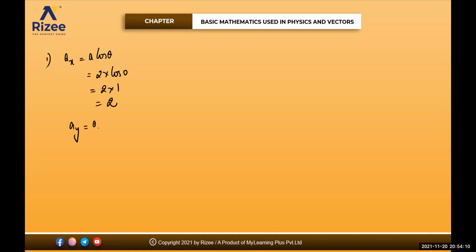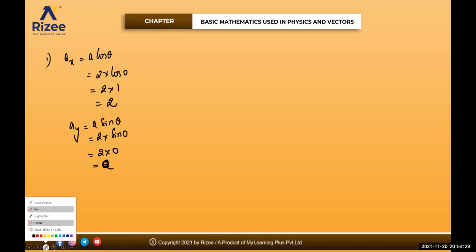Ay is equal to the magnitude of a into sin theta. So a value is 2 into sin 0. Sin 0 is how much, beta? 0. So 2 into 0, 0. So x-axis is 2, y-axis is 0. Y-axis is 0. Clear?